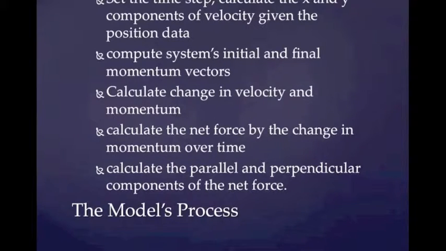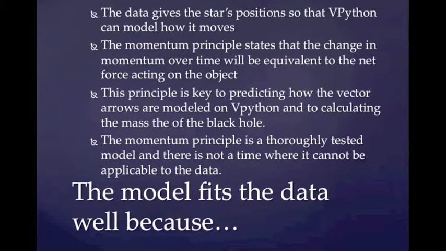The following steps were taken to ultimately produce the model. The time step was set, and all the initial conditions were taken into account, and we had to calculate the change in velocity and multiply that by the mass to get the change in momentum. Then we calculate the net force using the momentum principle by finding the change in momentum over time, and then calculate the parallel and perpendicular components of this net force. The model we're comparing the data to is the momentum principle, and there is no time where it can't be applicable to this data because it's a thoroughly tested model, and it is key to predicting how the vectors are modeled in VPython.